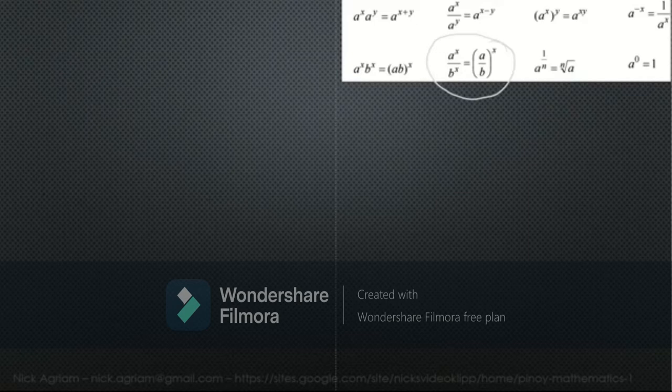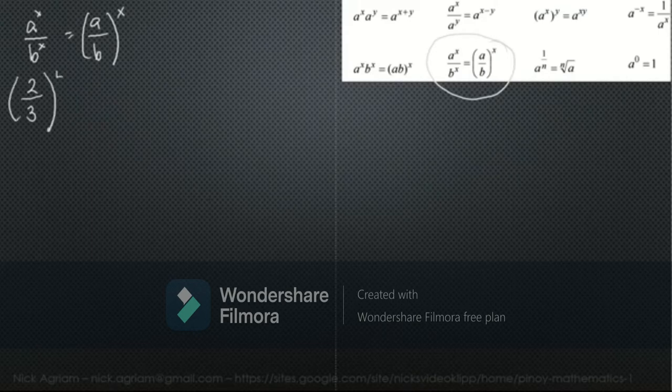There I am. A raised to x divided by b raised to x is equal to a divided by b, in parentheses, raised to x. I will do the other way around again. For example, I have 2 divided by 3 raised to 4.